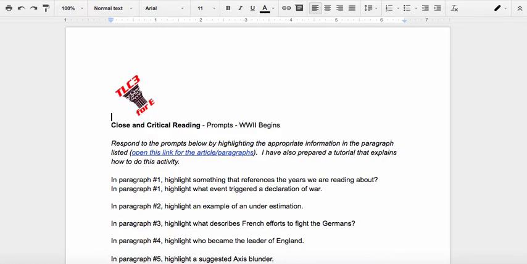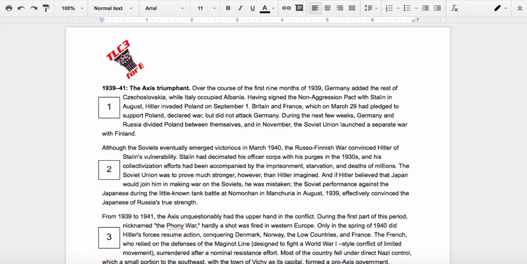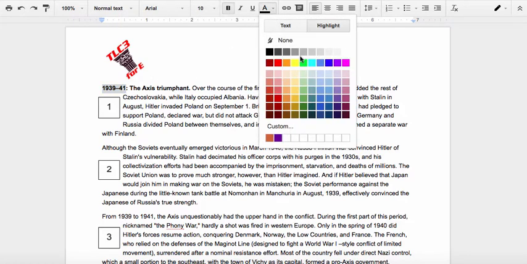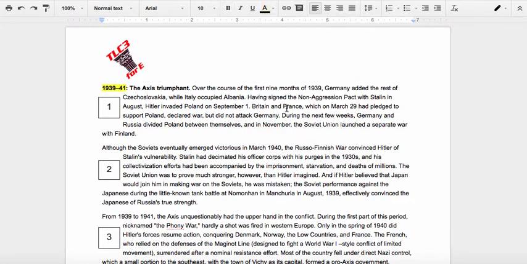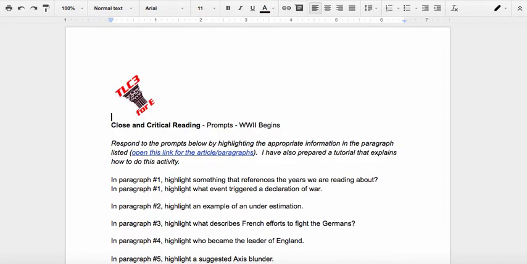Let me give you a second to take a peek at some of the prompts I have designed for this activity. The prompts you could see correlate to the paragraph that students are reading. And you can see in the first prompt, it asks students to highlight something that references the years that we're reading about. So let's say that I just read that to students. Students would then highlight in paragraph 1 the years as asked or directed in the prompt.